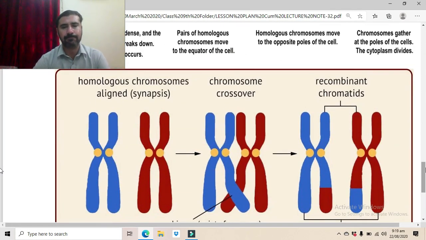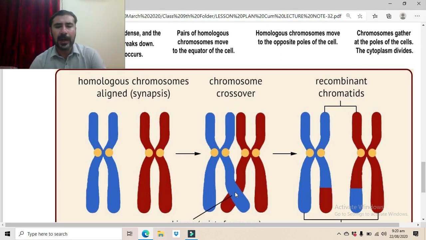Now it is shown here in this diagram that the non-sister chromatids, this is one non-sister chromatid, this is another non-sister chromatid, they have attached at this point, the chiasmata, and at this point they exchange their parts with each other. So this part will move towards this and this part will move toward this.